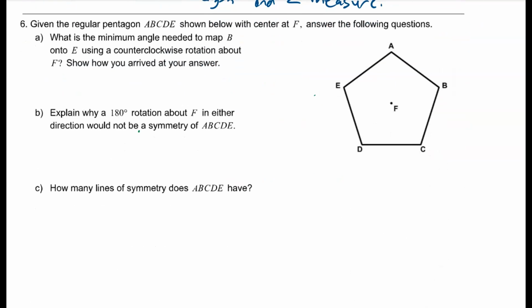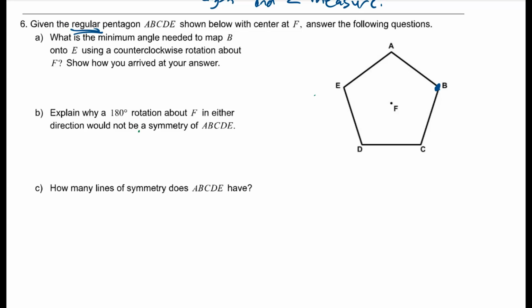Number 6. Given a regular pentagon, remember that just means that all the sides are the same and all the angles are the same, shown below with center F, answer the following questions. What is the minimum angle needed to map B onto E using a counterclockwise rotation about F? So I want to get B to map onto E. Remember to find the minimum rotation needed to map a figure onto itself.